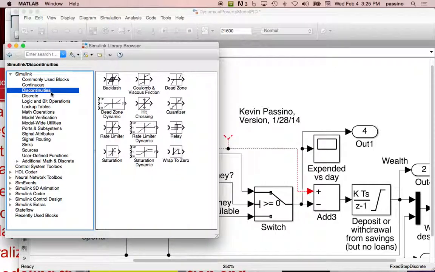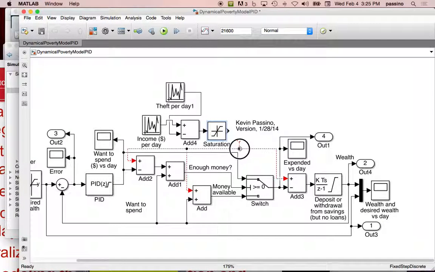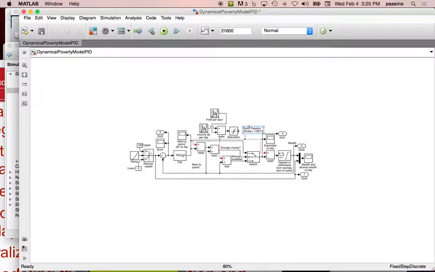Okay, so I'm going to introduce you to some of these things. There's a saturation block, okay? So this is a saturation block. I'm going to bring him up there. I'm going to hook him on right there. I'm going to bring this guy over here. I'm trying to move that guy. All right, I can't move it. Forget it.